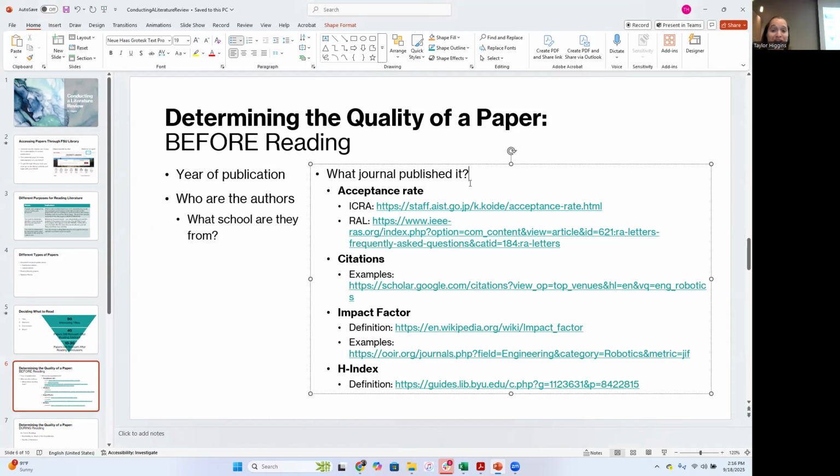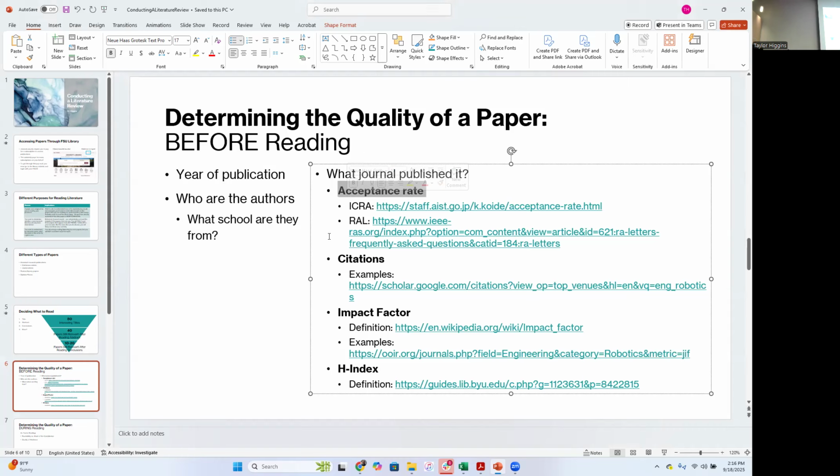The journal is actually a lot more helpful. The publication venue that published the paper has all sorts of metrics that help you determine the quality of that journal. One of them, for instance, is the acceptance rate. We've already talked about that. Every wave of publications, people submit a paper and want you to consider it for publication. The percentage rate tells you how good of a journal that is.